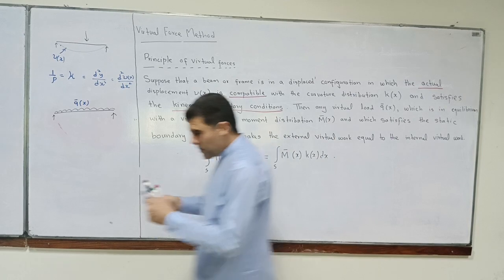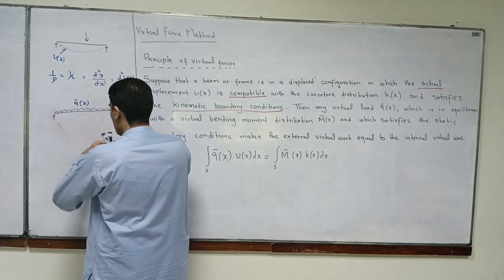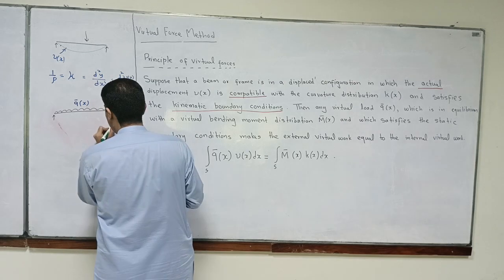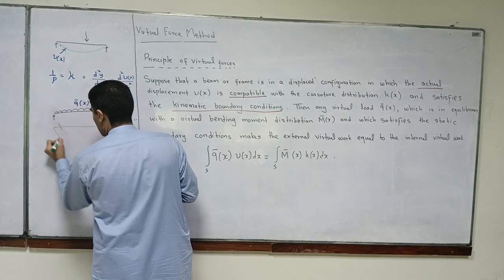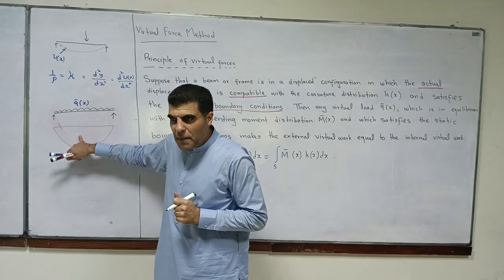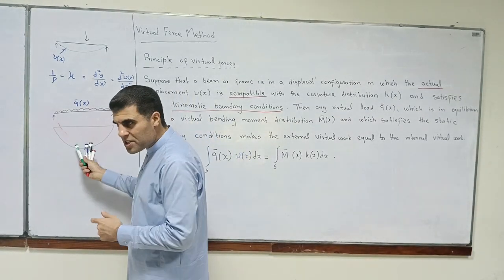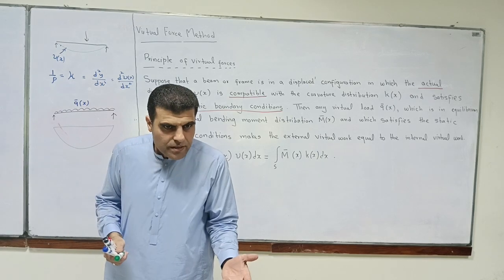So that means that you should be able to draw a proper bending moment diagram. This bending moment diagram is for a UDL. This is a bending moment diagram for this, isn't it? That bending moment diagram is drawn based on equilibrium, isn't it?